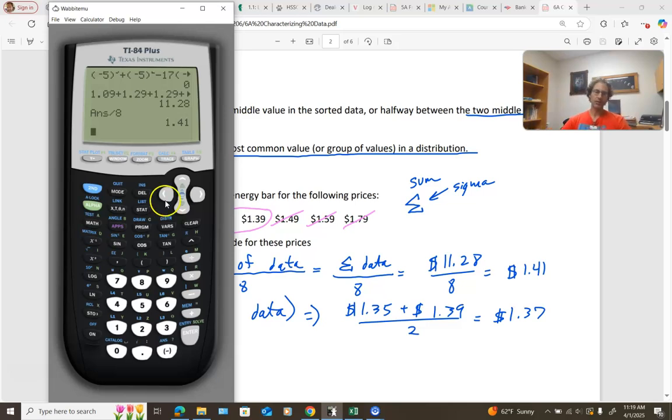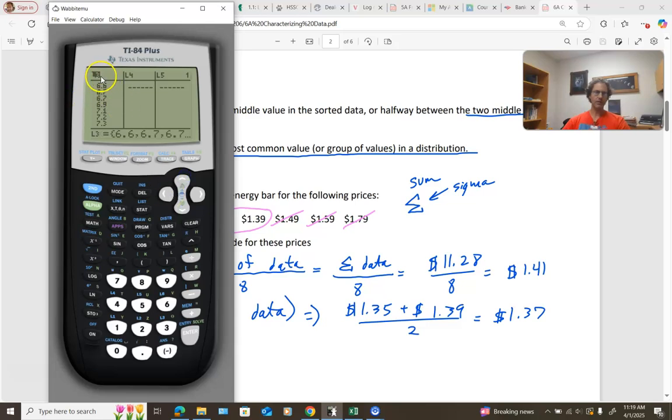So where do we go to actually input the data? Well, you come over here to the stat key, you press enter, and edit is automatically highlighting. So you go ahead and hit enter. And what that does is that takes you to one of these lists.